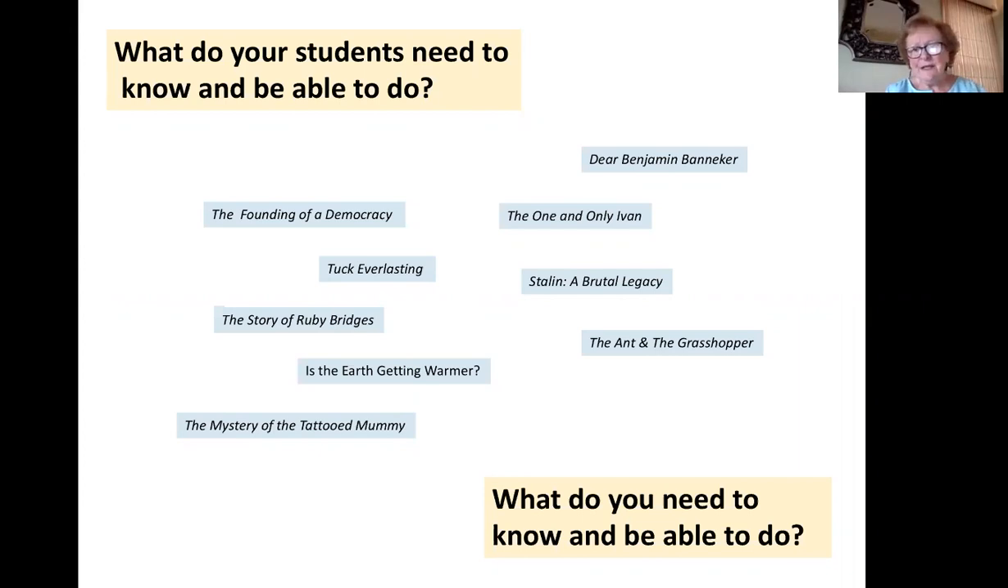And then secondly, what does that mean in terms of what we have to know and be able to do in supporting their ability to read a text like the founding of a democracy, perhaps used around 6th or 7th grade, or a story such as Tuck Everlasting, perhaps a 5th grade reading, or the story of Ruby Bridges, perhaps something that we're reading around 3rd grade, or Is the Earth Getting Warmer, perhaps a 7th grade text, or The Mystery of the Mummy around 4th grade, and so on.